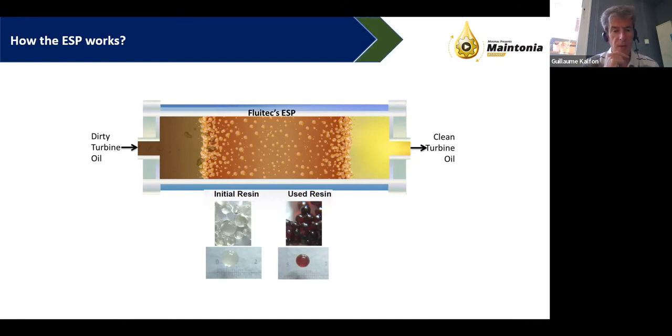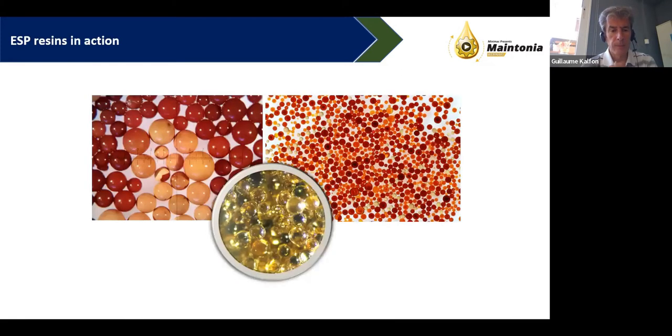And we can see already on this slide a photo of the clean resin before you use it, and after use, the used resin, and it has really sucked up by chemisorption the varnish inside all of these grains. It's very efficient and very effective for this purpose, and it can get the job entirely done. So we can move on.